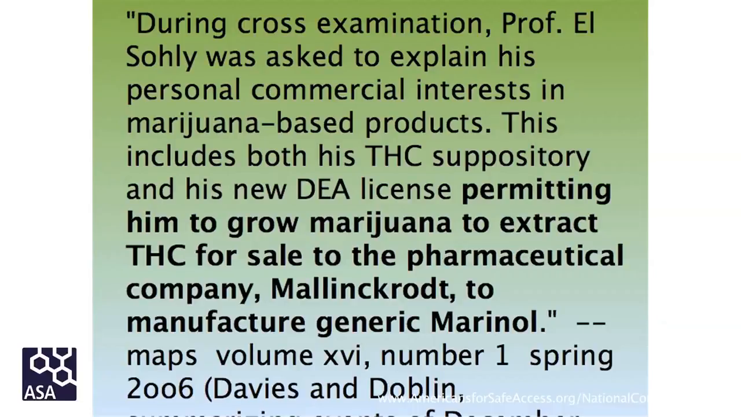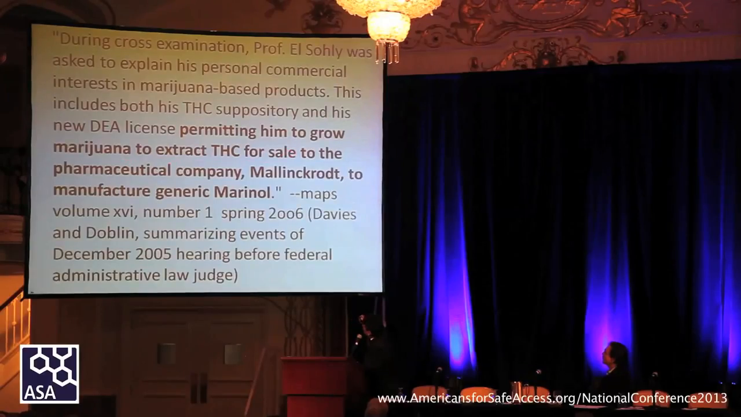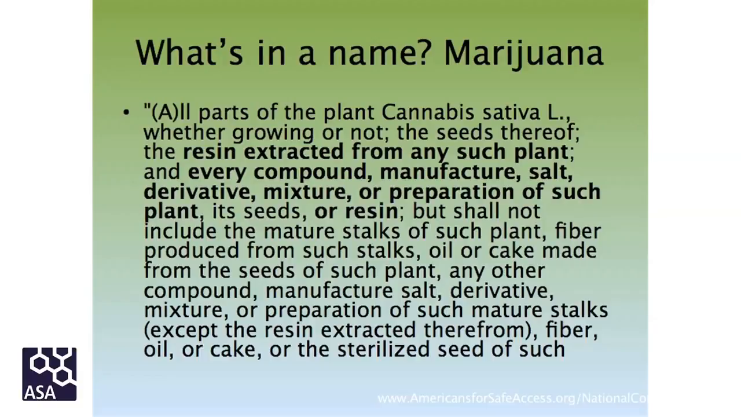And then also Dr. El-Zali, who has the federal farm that grows the cannabis cigarettes that I showed you on that slide, told the DEA on the record that he was permitted to grow marijuana to extract THC for sale to a pharmaceutical company to manufacture generic Marinol. So remember, what's in a name: any compound, any resin, any salt, derivative, mixture, or preparation of the plant marijuana is marijuana. So keep that in mind.